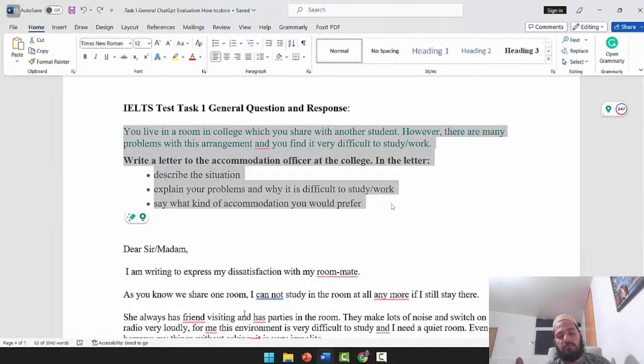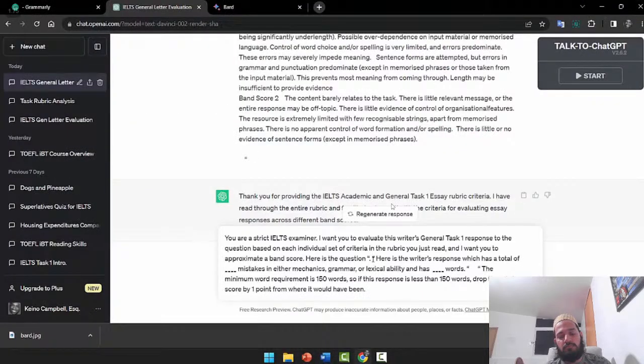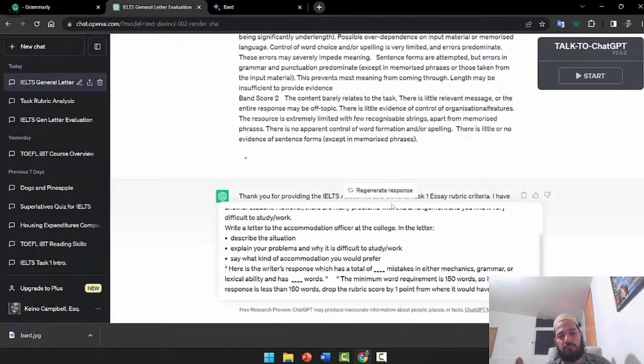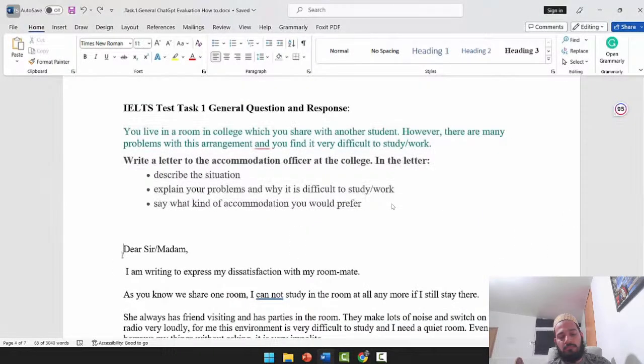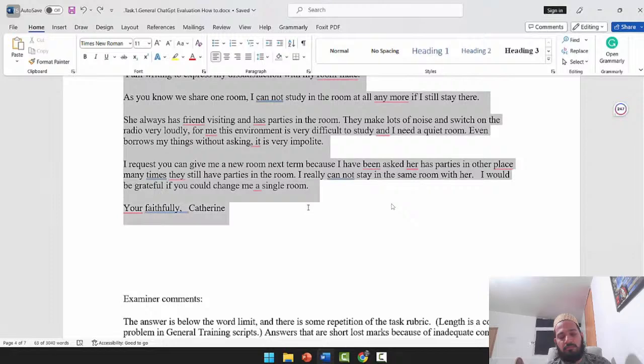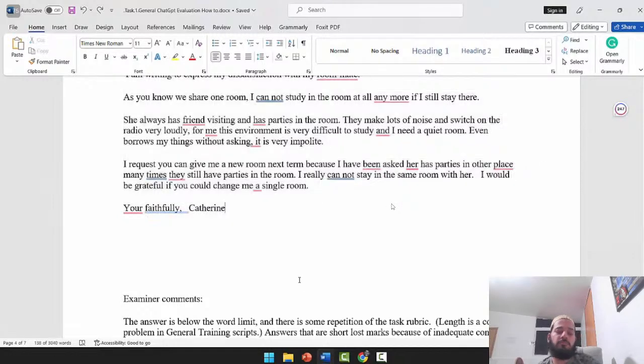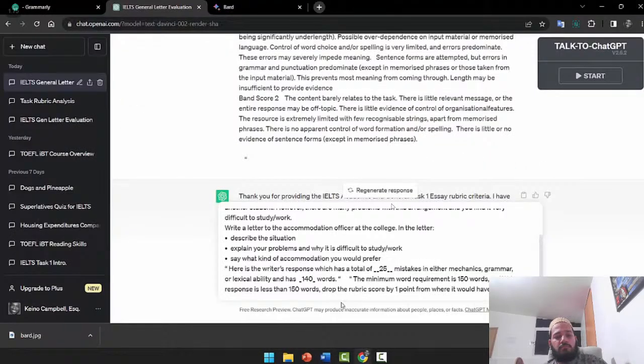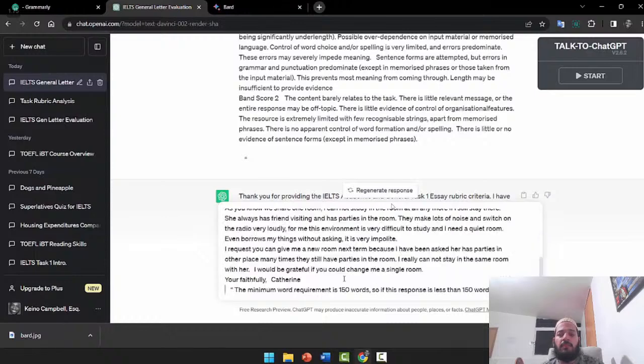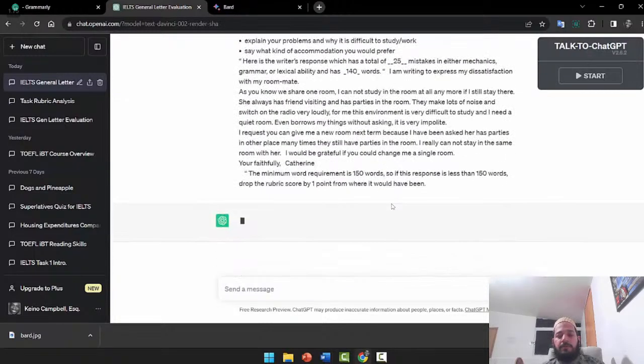Question. We're going to put that in right here where it says put in the question. All right, then I have to put in the amount of mistakes. I said it's closer to 25, I believe, not 19, because some other mistakes it doesn't see. This document is only 140 words, so it would lose points because it is under the word minimum. And then I need to put in the response. And we're going to put that in now right here. And then I'm going to ask it to do its evaluation.